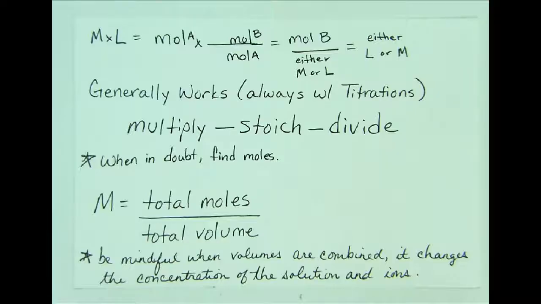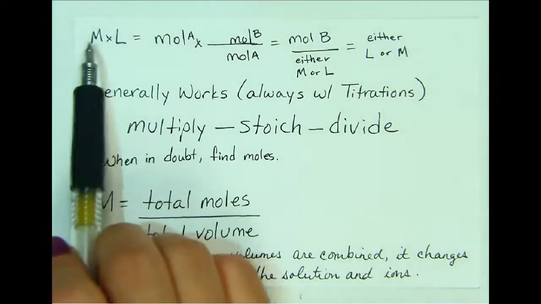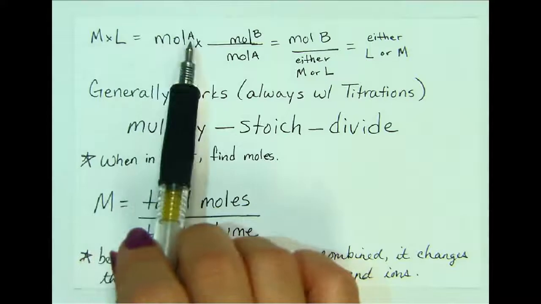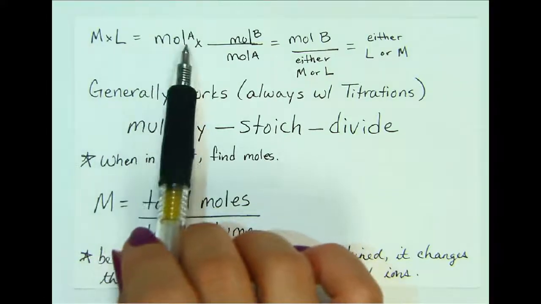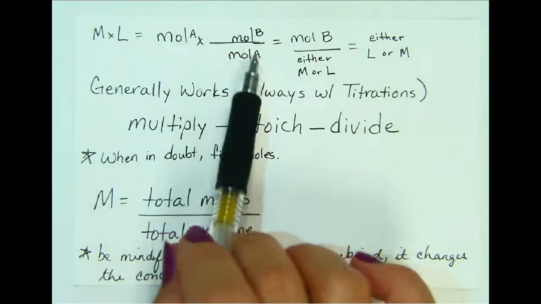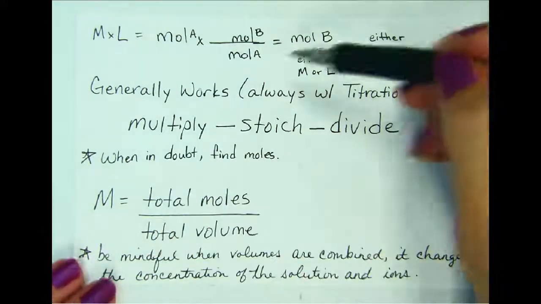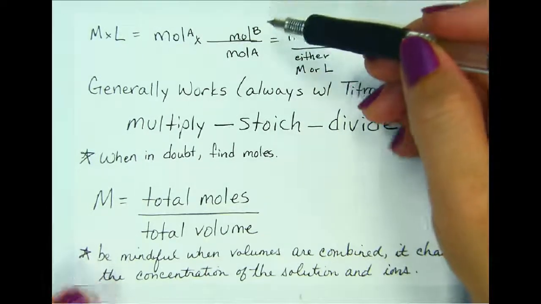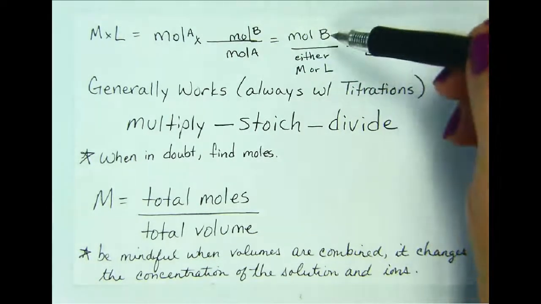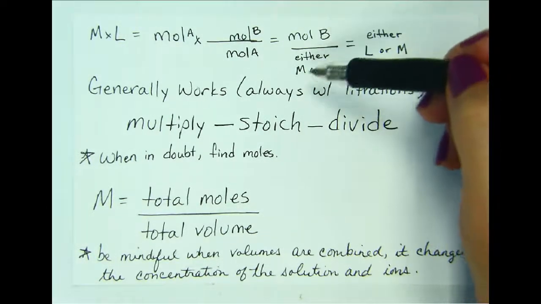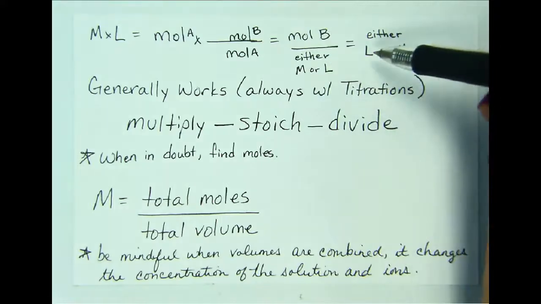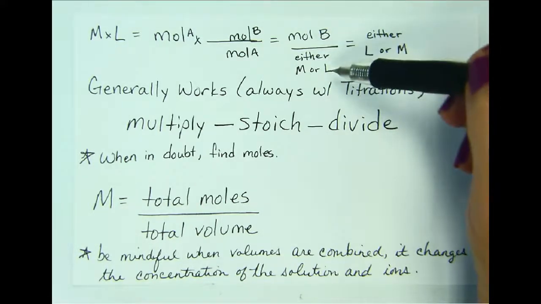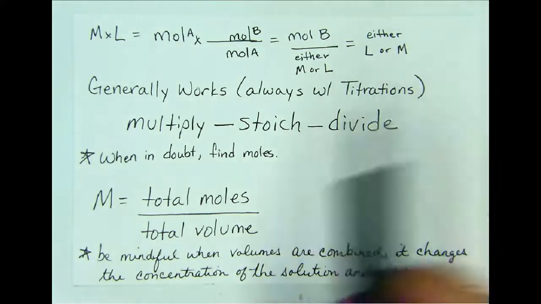Here's your note card for this section. So molarity times liters is going to give us moles. And so once we have moles, we can use stoichiometry, a mole-to-mole ratio, to change to moles of something else in a reaction. And then once I get that answer in moles, I could either divide by molarity, which would give me liters, or divide moles by liters, which would give me molarity.